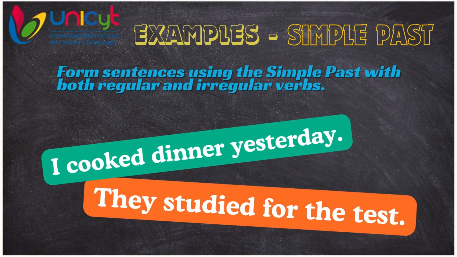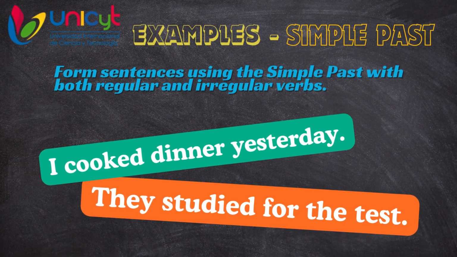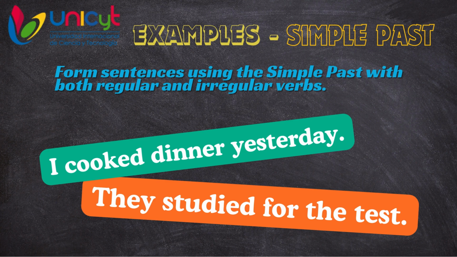Let's practice with a few more examples. She visited her grandparents last weekend. They studied for the test last night. Try to form sentences using the simple past with both regular and irregular verbs. For example, I cooked dinner yesterday and he ran 5 miles last week. By practicing this, you'll get more comfortable using the simple past correctly.